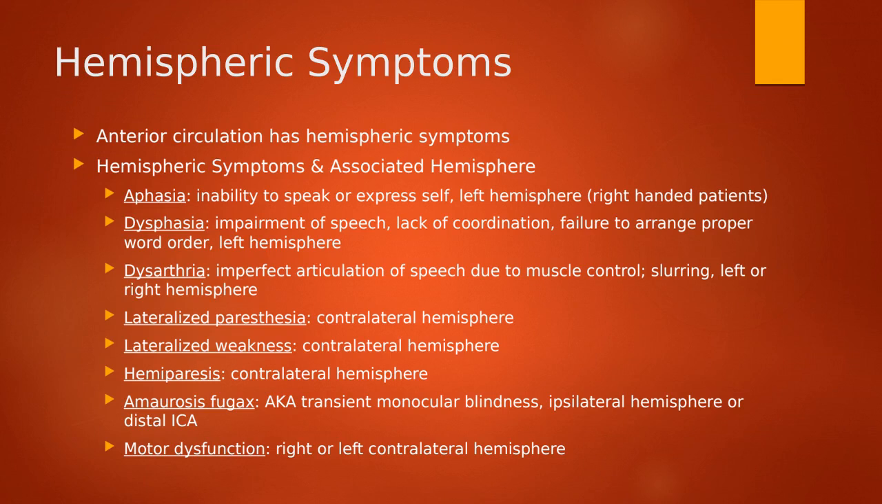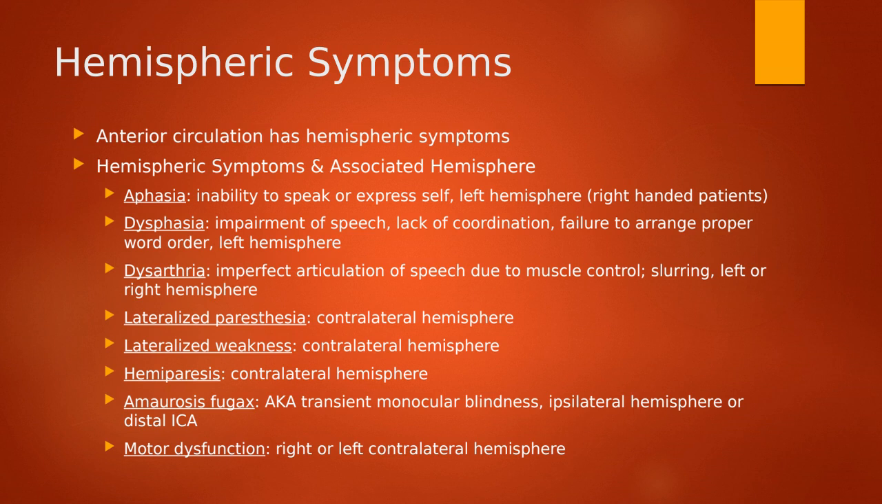Hemispheric symptoms, so we have to be aware of these terms. These are typically going to arise from the anterior circulation, and they have certain hemispheric relationships. So usually if you have symptoms on one side, it's because it's occurring on a particular side of your brain. So aphasia, this is going to be the inability to speak or properly express yourself. This typically is going to occur on the left hemisphere of our brain if you are a right-handed patient. So it's going to be your non-dominant hemisphere.